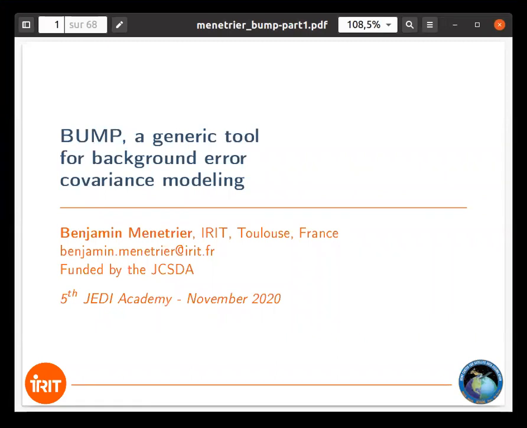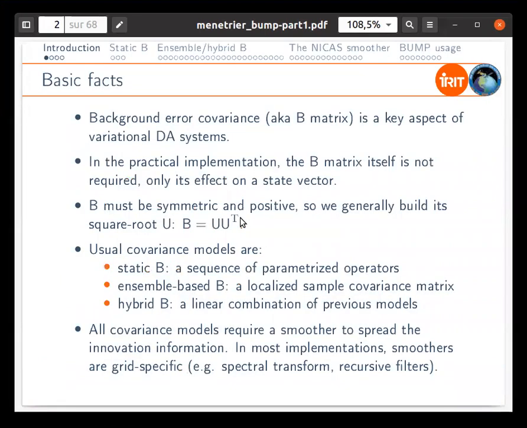So I'll talk today about the BUMP library, which is the first library we have in the Sabre repo on the GitHub repository Sabre, so for B matrices. To start, I'll give you some basic facts about the B matrix and about variational DA.